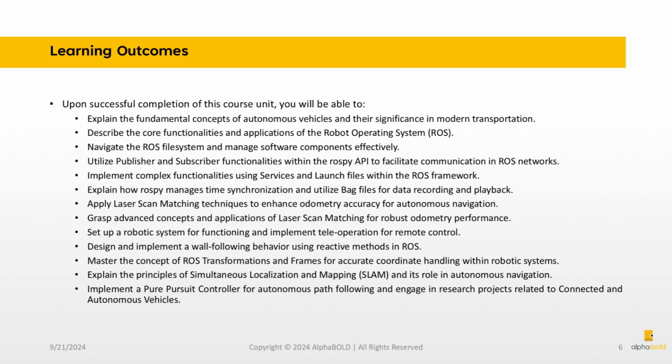Apply laser scan matching techniques to enhance odometry accuracy for autonomous navigation. Grasp advanced concepts and applications of laser scan matching for robust odometry performance. Set up a robotic system for functioning and implement teleoperation for remote control. Design and implement a wall-following behavior using reactive methods in ROS. Master the concept of ROS transformations and frames for accurate coordinate handling within robotic systems. Explain the principles of simultaneous localization and mapping, SLAM, and its role in autonomous navigation. Implement a pure pursuit controller for autonomous path following and engage in research projects related to connected and autonomous vehicles.